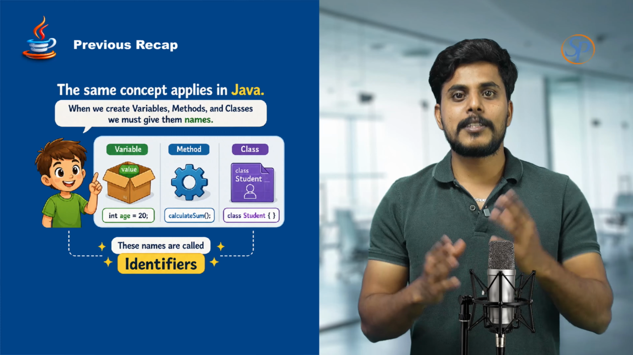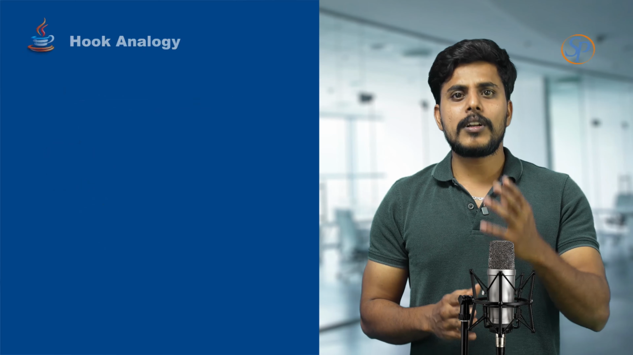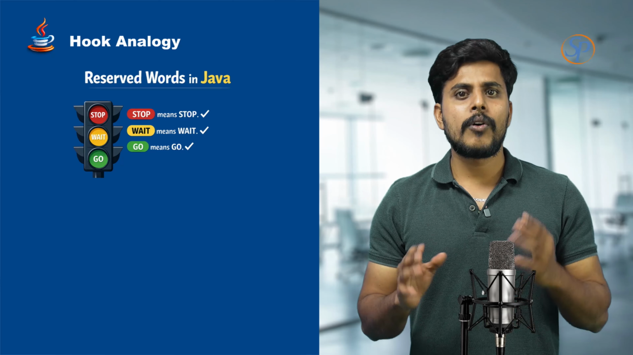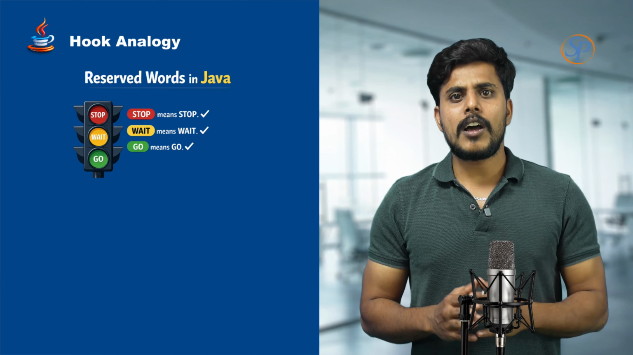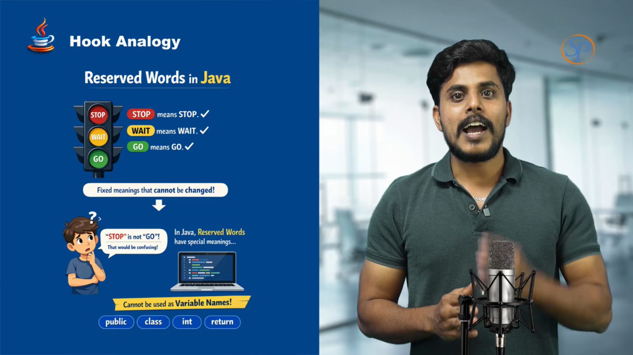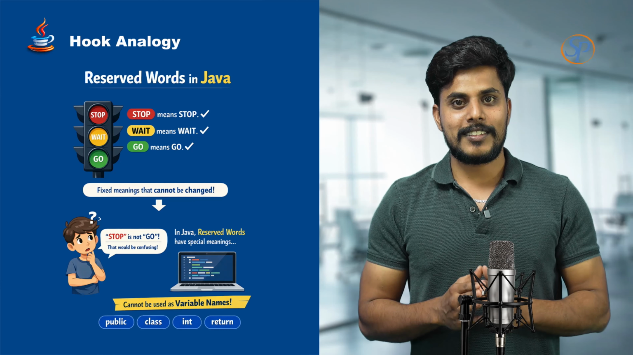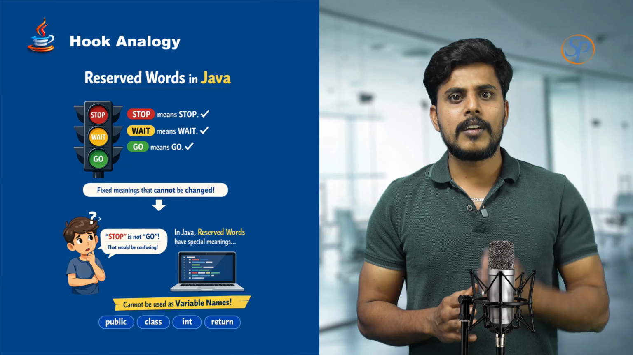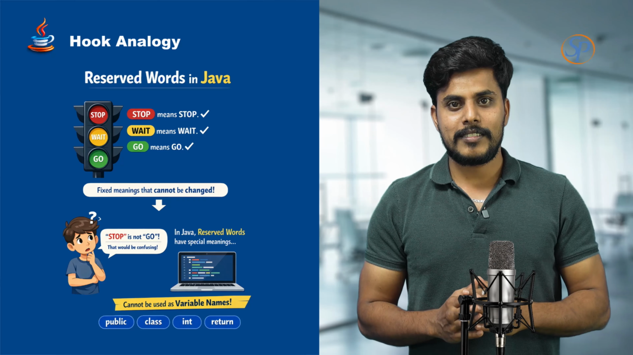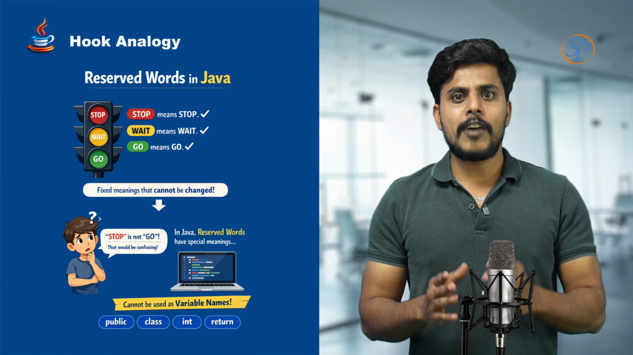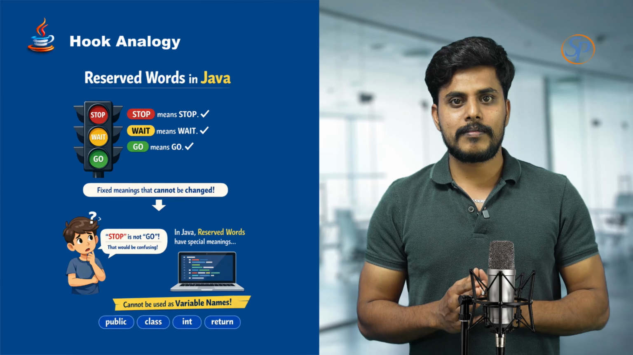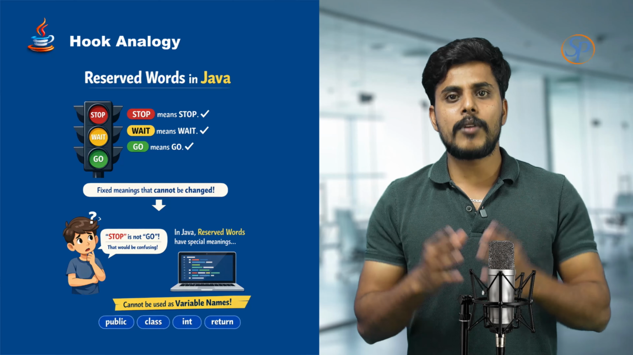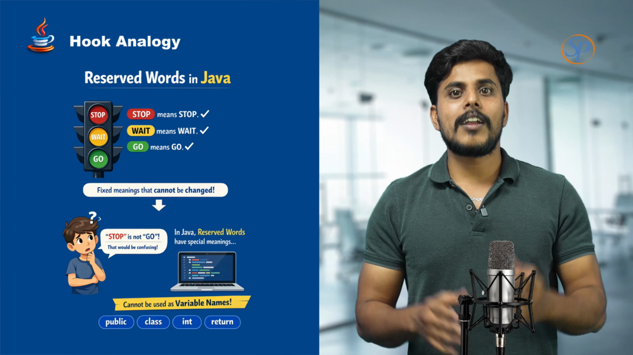Let's understand this with a simple example. Think about traffic signals. We have words like stop, go, wait. These words already have fixed meaning and you cannot use them for something else. For example, you cannot say stop means go. That would create confusion, right? In the same way, Java also has some predefined words. These words have fixed meaning and we cannot use them as variable names. These are called reserved words.